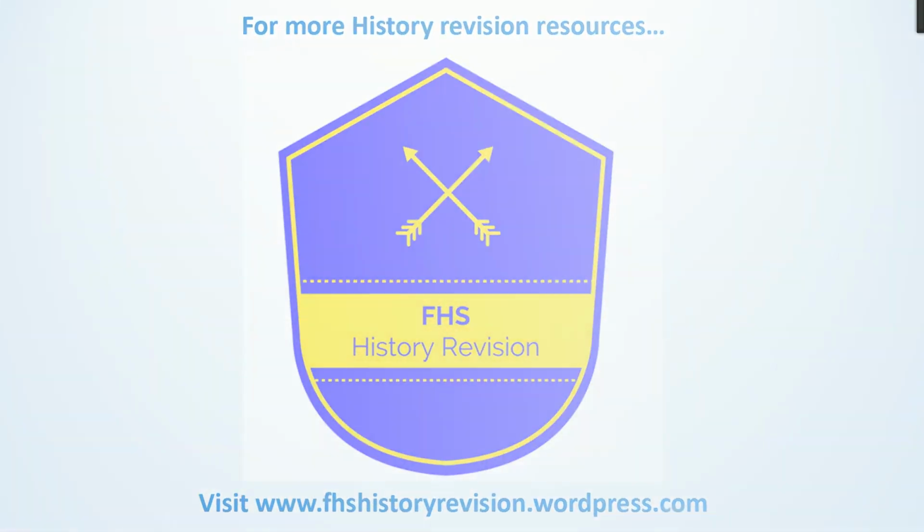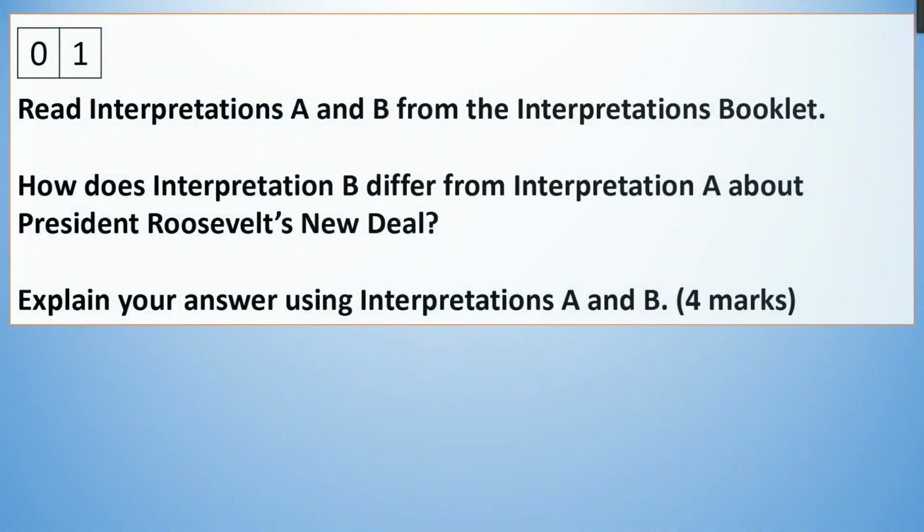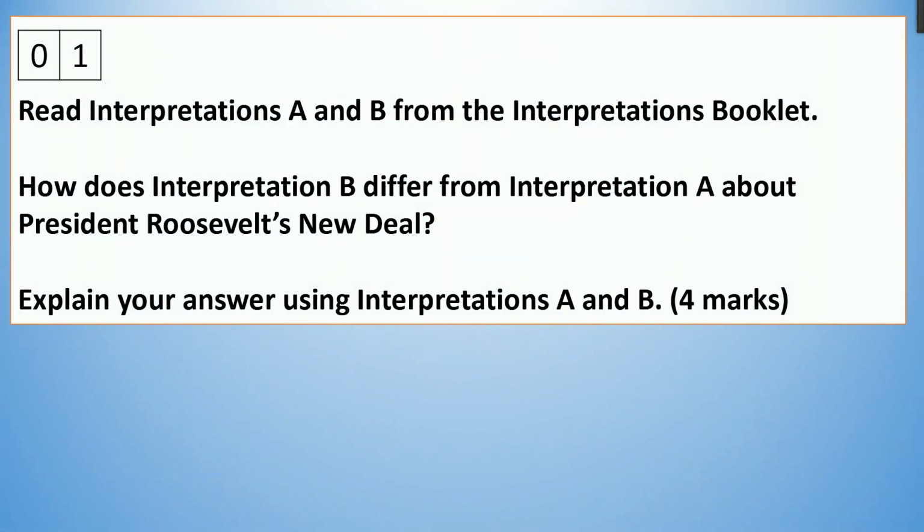What we're going to do today is have a look at the very first question of Paper 1, Section A, which is on America for us at Fairfield. And the question is always the same. It's read interpretations A and B from the interpretations booklet. And then it says, how does interpretation B differ from interpretation A about, and in this case, it's President Roosevelt's New Deal. Then finally, it says, explain your answer using interpretations A and B. And this is worth 4 marks.